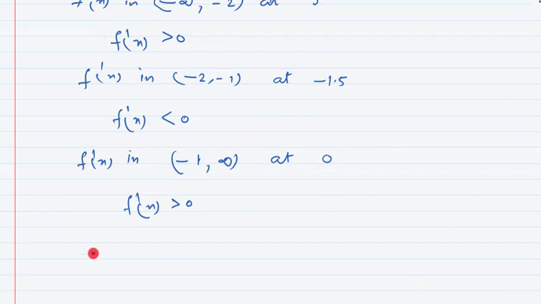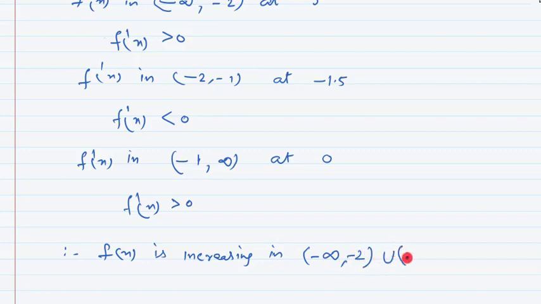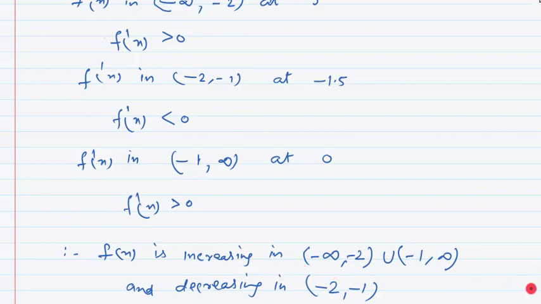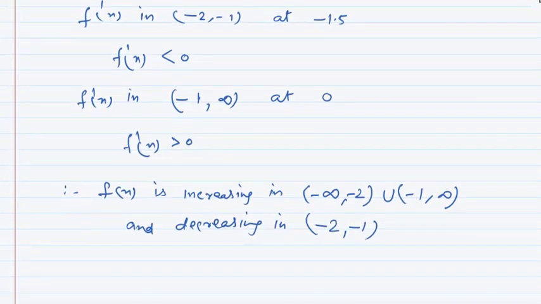So let us summarize the answer. Therefore, f x is increasing, or you can say strictly increasing, in the interval minus infinity to minus 2 union minus 1 to infinity, and decreasing in minus 2 to minus 1. So this is the way how to calculate the interval where the function is increasing or decreasing.